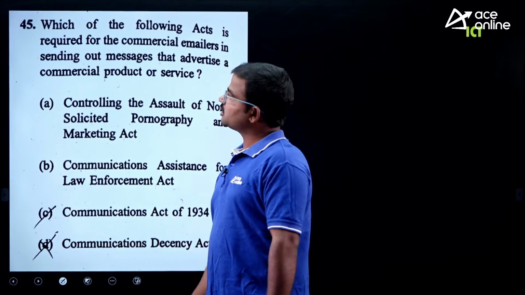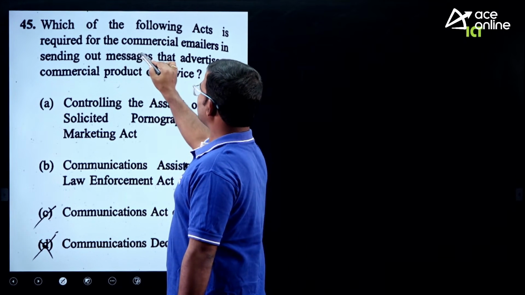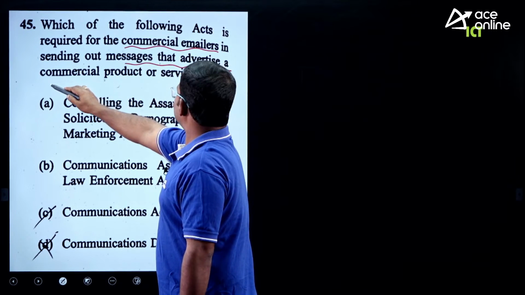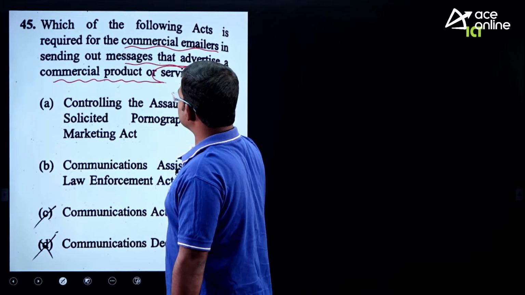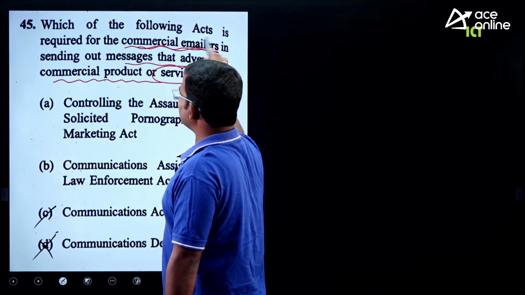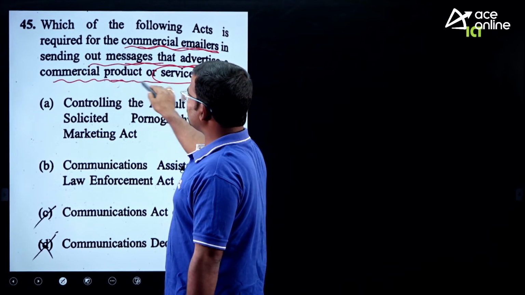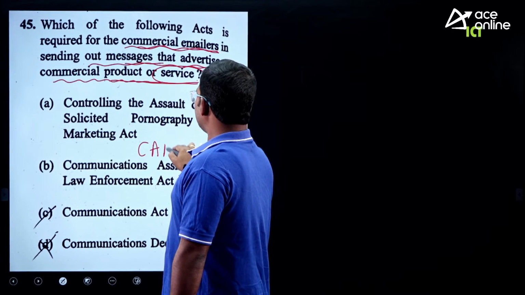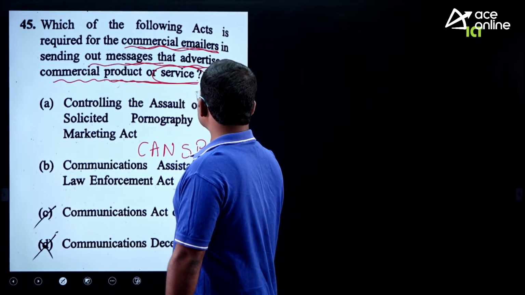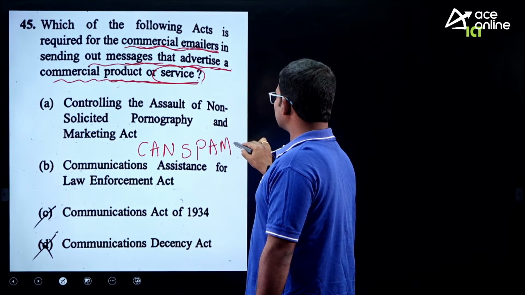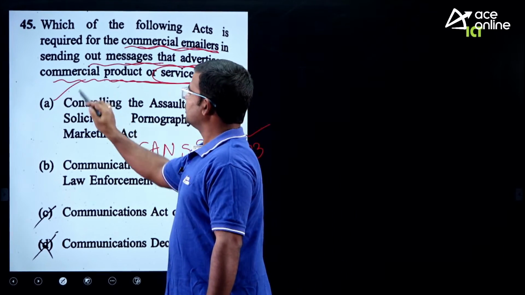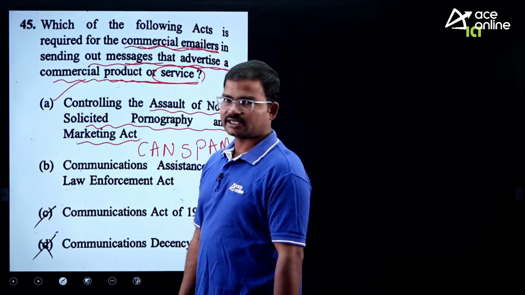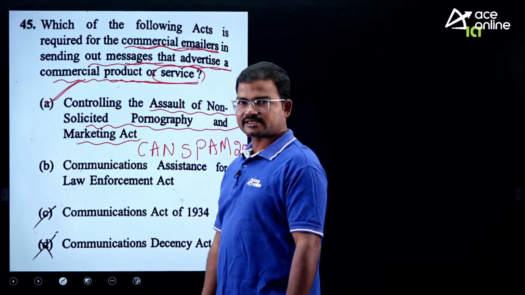So here is the last question for ICT. Which of the following acts is required for commercial emails, in sending out messages that advertise a commercial product or services? So this one actually concerns which act? CAN-SPAM Act, it was Act 2003. So simply it is considered as Controlling the Assault of Non-Solicited Pornography and Marketing Act 2003. So that's why, guys, here we have to consider option A is the correct answer.